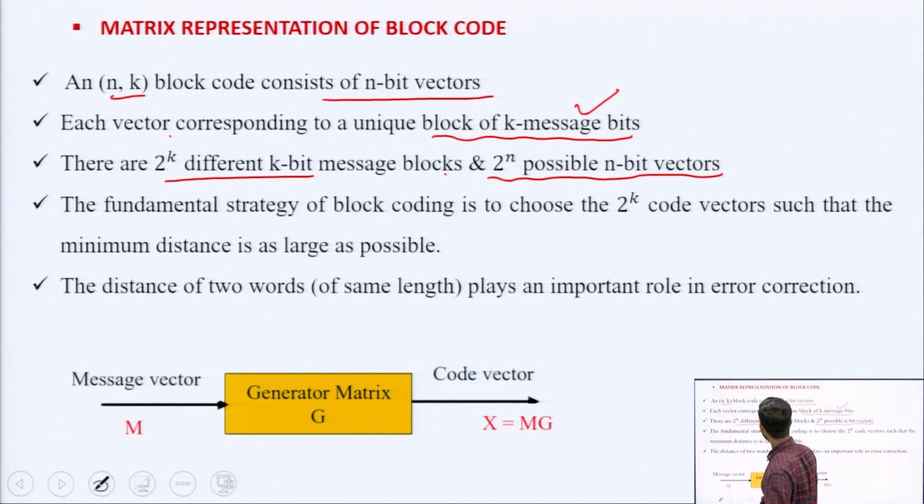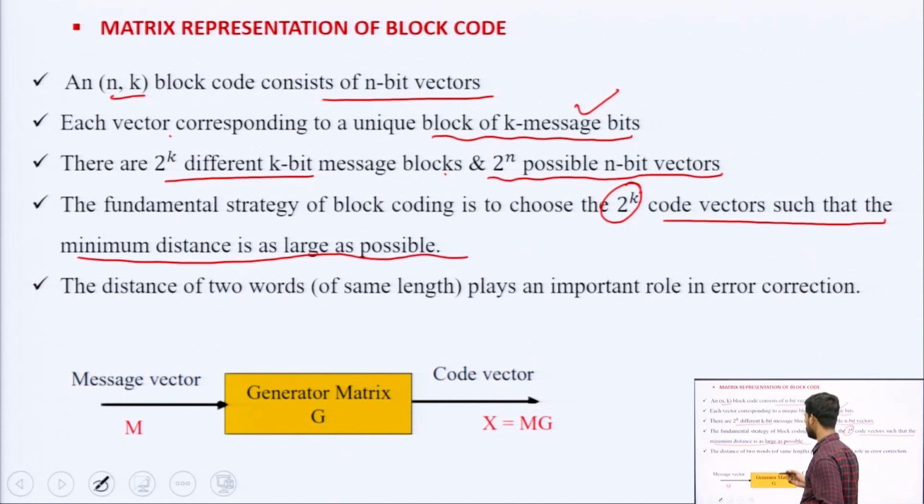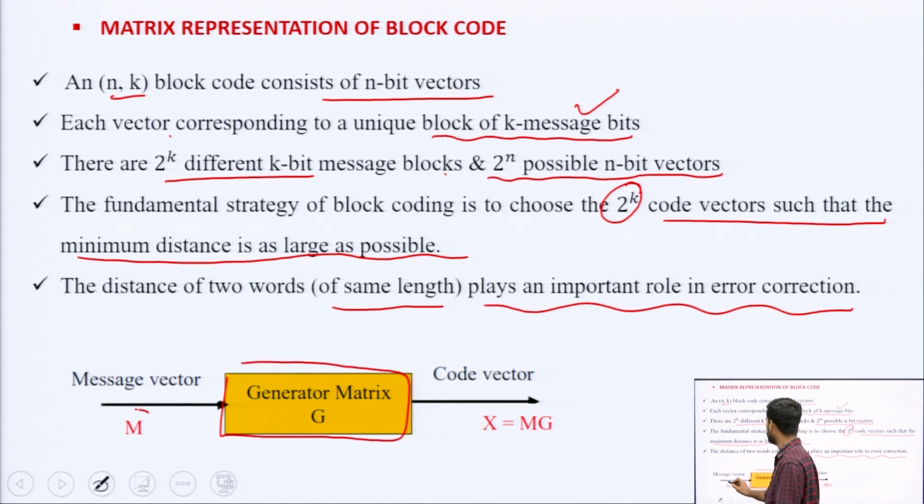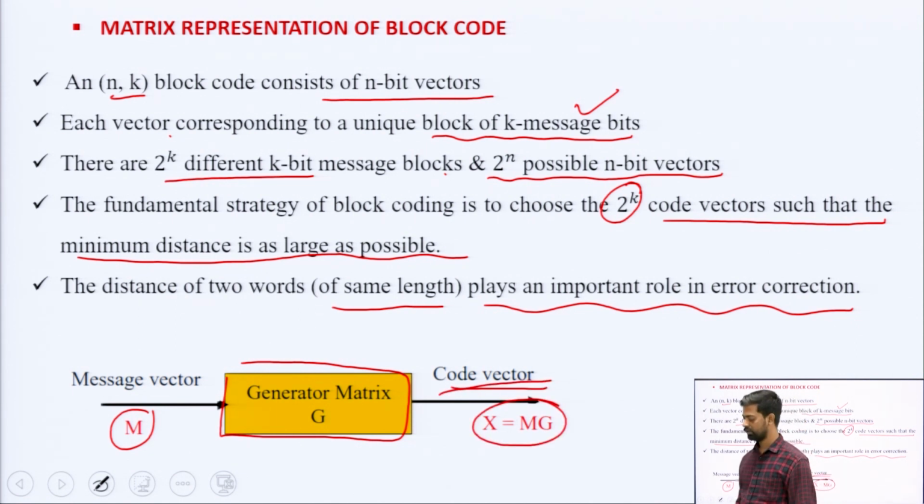The fundamental strategy of block coding is to choose the 2 to the k code vectors such that the minimum distance is as large as possible. We'll see in the next slides. The distance between two words of the same length plays an important role in error correction. We will see how this distance between two code words plays that role. So this is your generator matrix with message vector m, and the code vector would be x equal to m times G.